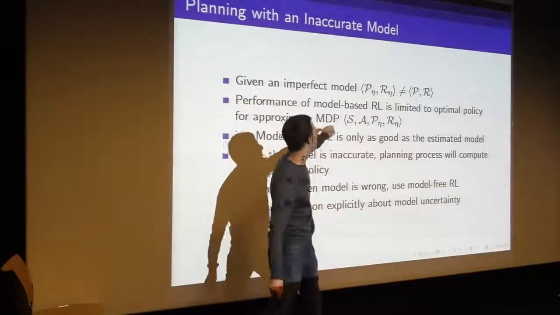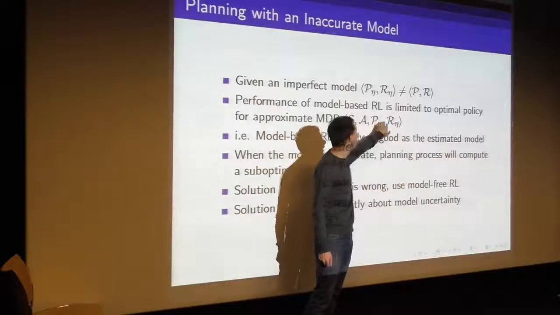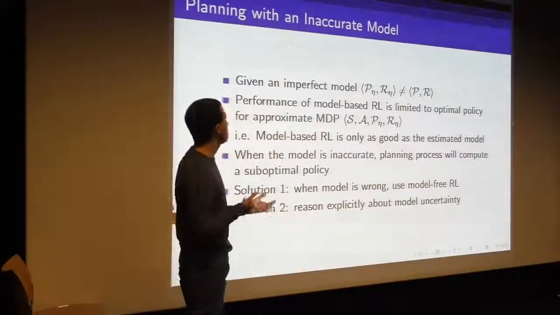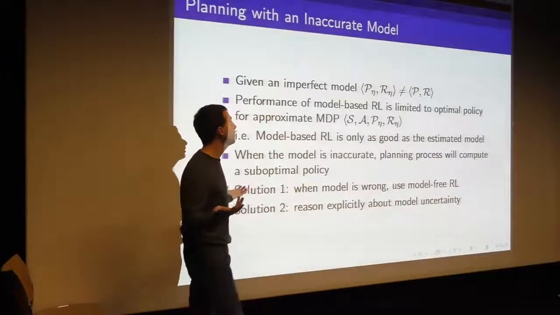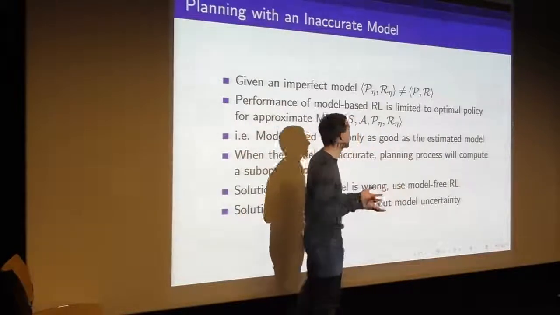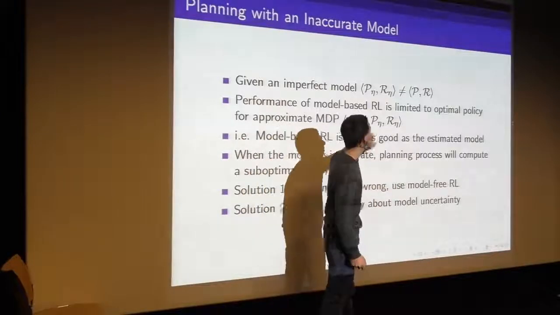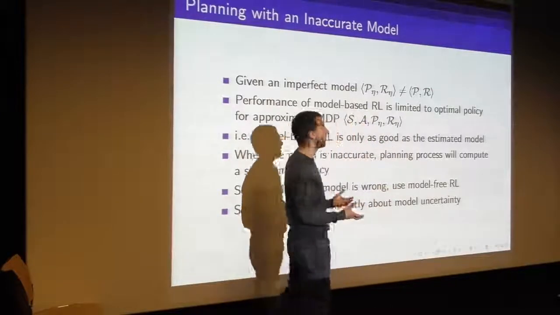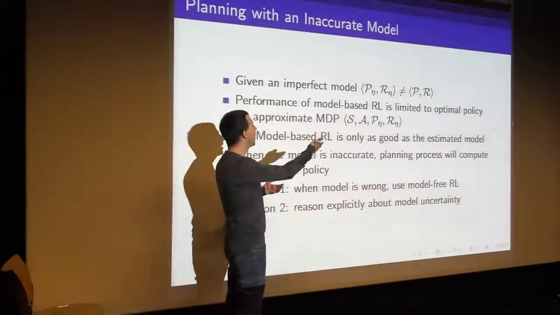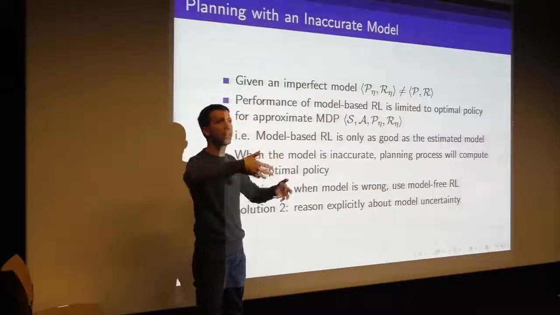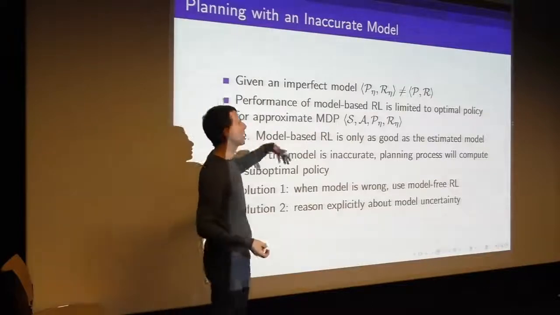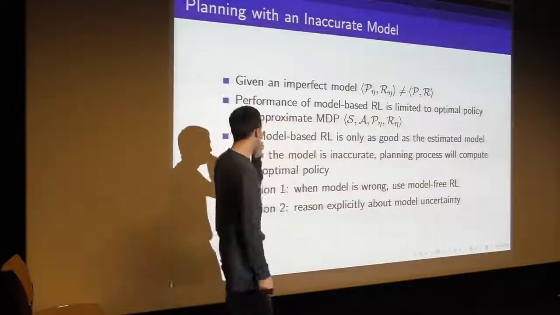So we learn this approximate MDP with our parameterized transition dynamics and reward function, and now we want to know what's the performance that we can achieve in this world. Well, if we were able to do a perfect job on the planning side, if our planning was optimal, we would solve this MDP. But the solution to this MDP might not be the right way to act in the real world because the real world was different to our model. And so we can only do as well as the solution to our approximate MDP in the real world. So model-based RL is only as good as the model that we've learned.